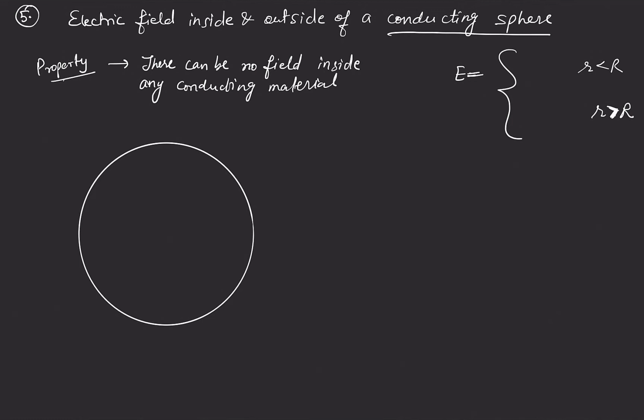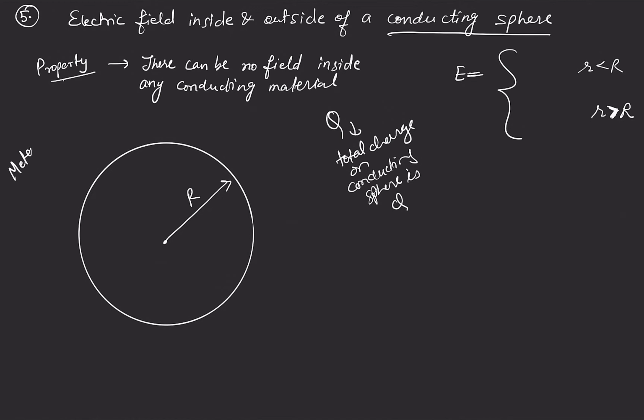and again let's say we are given the total charge on this conducting sphere. So firstly, the radius of this conducting sphere is r, and the total charge on this conducting sphere is Q. So as I said, since this is made up of metal, imagine a metallic ball. Since this is conducting, there cannot be any electric field inside this.